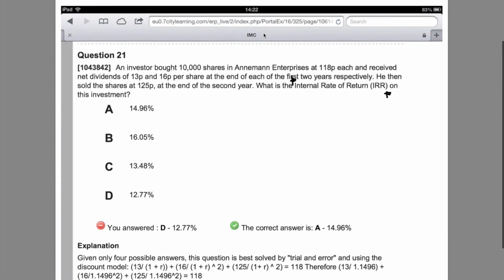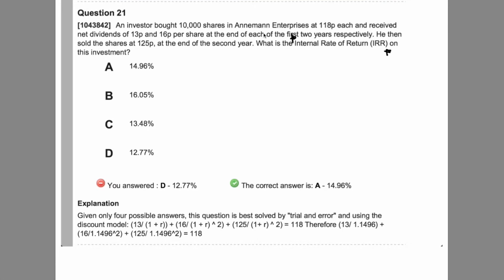So let's have a look at this question in a bit more detail. You said that you didn't really understand what was going on here with regards to the actual answer for the solution. So what we need to know first and foremost is what the actual formula is for the internal rate of return. It is the sum of the cash flows in each of the years divided by 1 plus R.